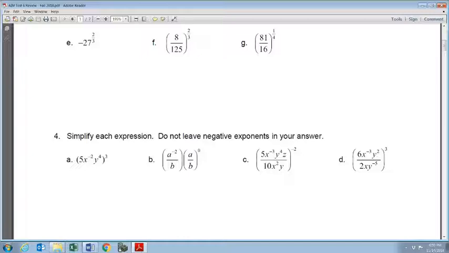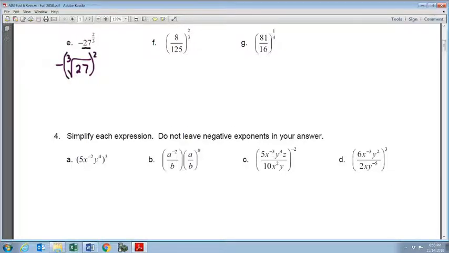So again, I would encourage you to try these if you haven't already and see if you can get them on your own. Let's go ahead and look at this now. So on letter E, that negative is not part of your base. You're going to end up with a negative answer. Your base here is just the 27. So it's 27 that you're going to put under the radical symbol, and it's a cube root because our denominator is 3. And then again, don't forget that 2. We're going to square the whole thing.